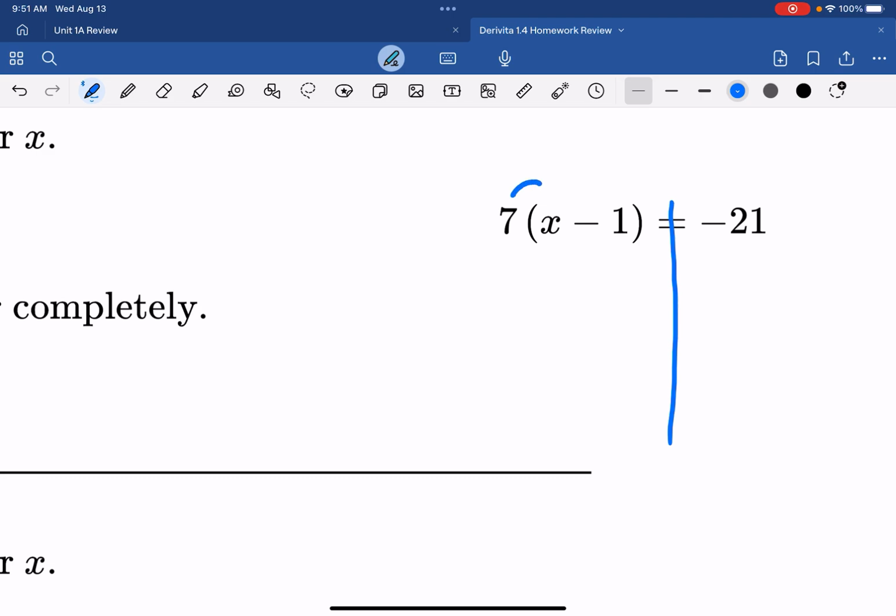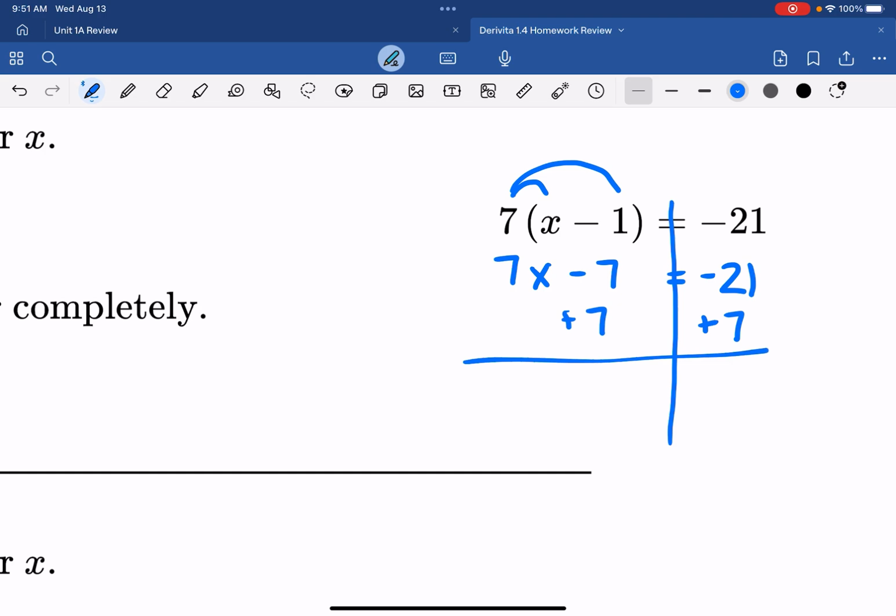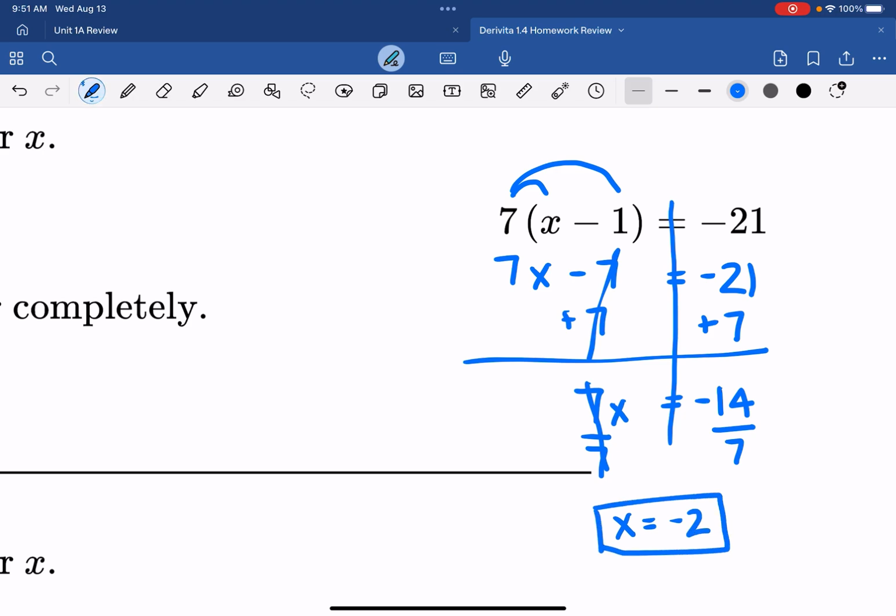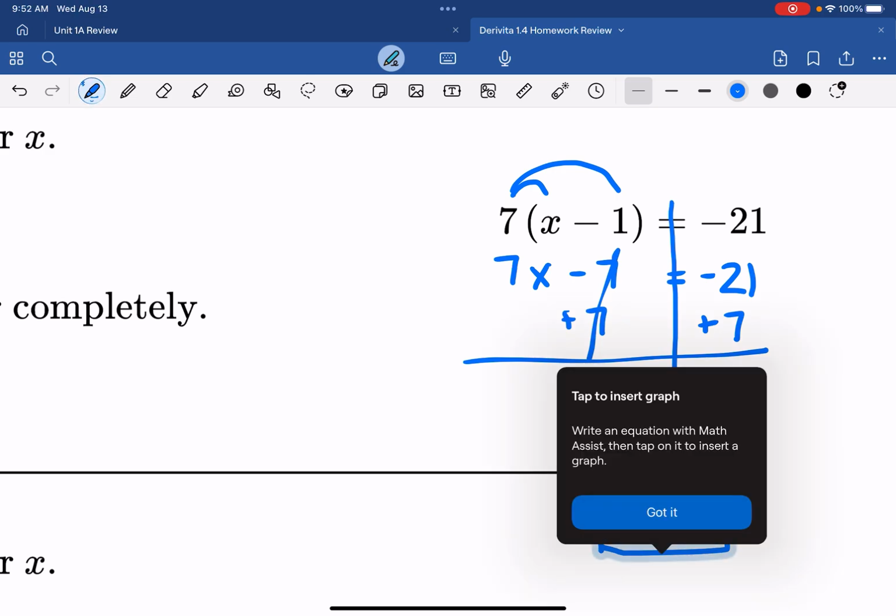So we'll start this one by distributing. So you'd have 7x minus 7 equals negative 21. And we'll add 7. So you'd get 7x equals negative 14. Divide by 7. And you get that x equals negative 2. Okay, so this is the same type of question as question 1 on your essential quiz.